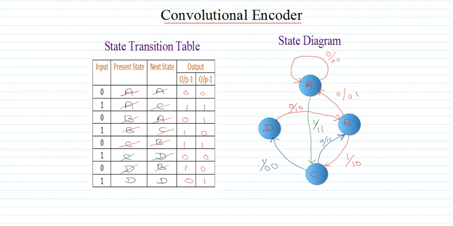Then from D to D it's looping back. So we'll loop back here from D to D. The input is 1 and the output is 0 1. So this is the state diagram we can say. This completes the state diagram.